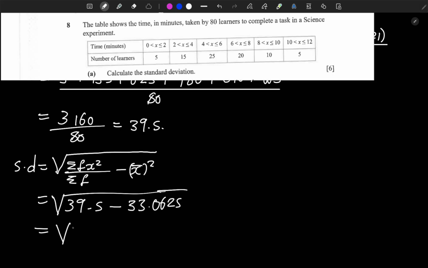So if we subtract 33.0625 from 39.5, I'm getting 6.4375. Then square root of this number, I'm getting 2.537, which is just 2.54. This is our standard deviation. So provided that I didn't make any mistake in my calculations, then this is correct. So you can just confirm your answers with mine in the comment section below.